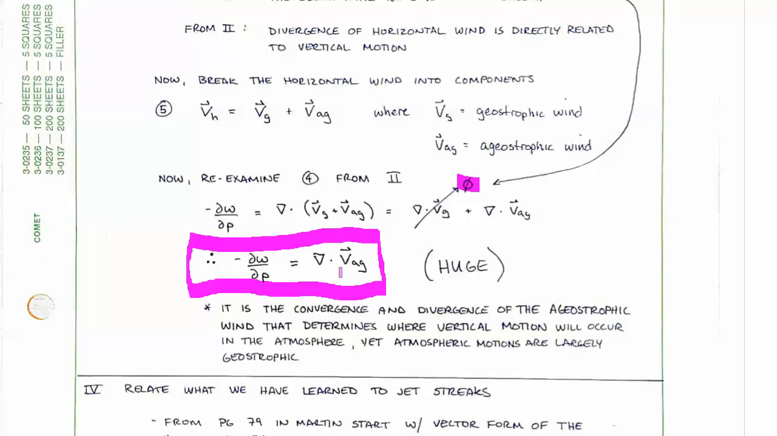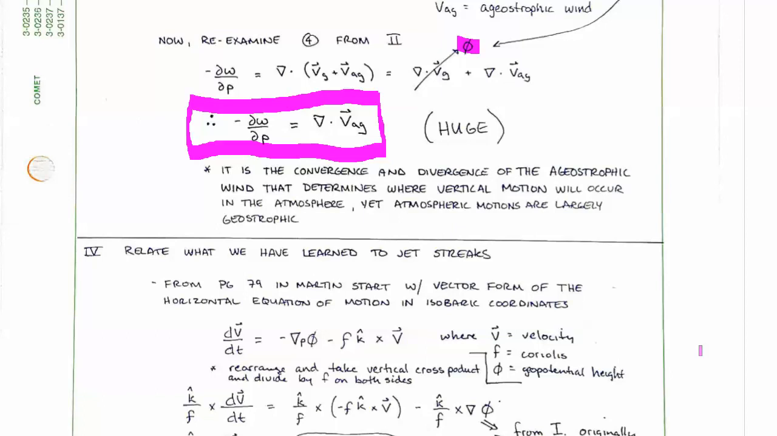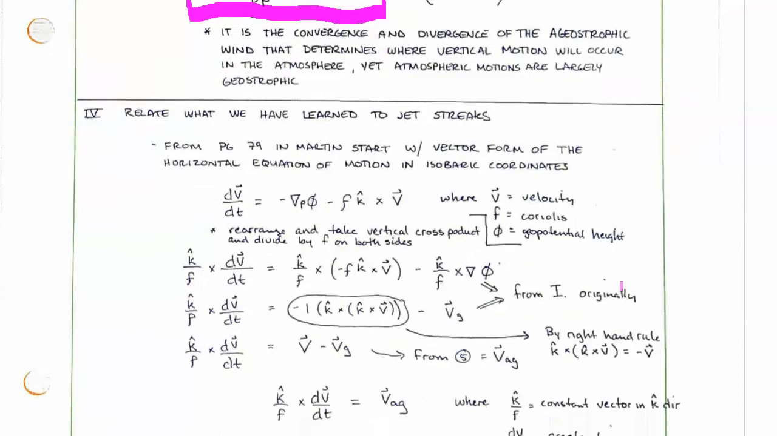So if we can identify areas where we have convergence and divergence of an ageostrophic wind, we can tell you where the vertical motion is going to be. There are going to be many different ways of figuring out where vertical motion is going to occur, but the reality is they're all backdoor ways of finding where the winds are ageostrophic and you have convergence and divergence thereof. So, how does this relate to jet streaks?